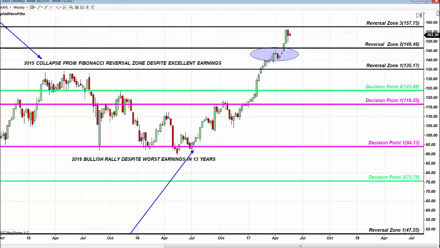This was the collapse on Apple in 2015. If you know the earnings on Apple in 2015, earnings were stellar. Hedge funds were buying Apple left and right. No one could understand why in the world Apple was crashing. Because the Fibonacci reversal zone had been in play.